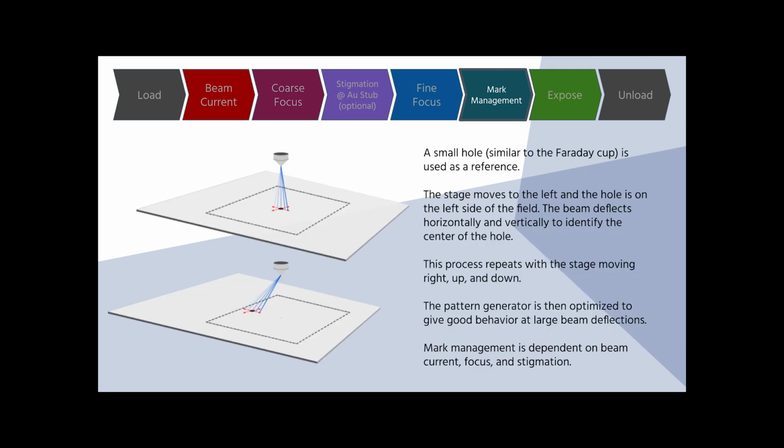What the tool will be doing is scanning the beam over a small hole, similar to the Faraday cup. It will scan both horizontally and vertically to identify the center of the hole. It will then move the stage and repeat this process until it has found proper values for each of the 4 variables. This process does rely on the tool being able to detect that hole. So when you execute mark management, the tool needs you to set brightness and contrast at appropriate levels so that the hole can be detected by the software. Other than that, the process will run automatically.